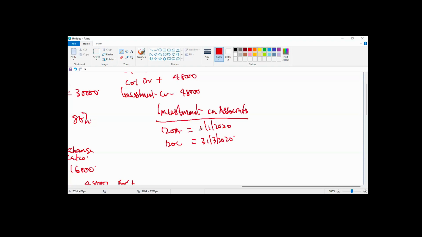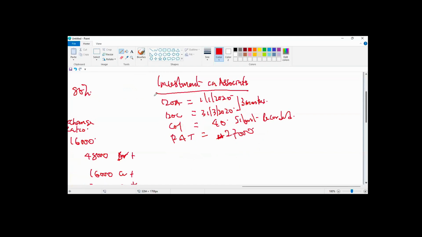Now the 1st March 2020. This is 3 months. At a cost of investment. How much does he pay for it? 40 million. The question is silent, so it is recorded at cost. Profit after tax of the associate is 27 million, and that's the basis for the share of profits.